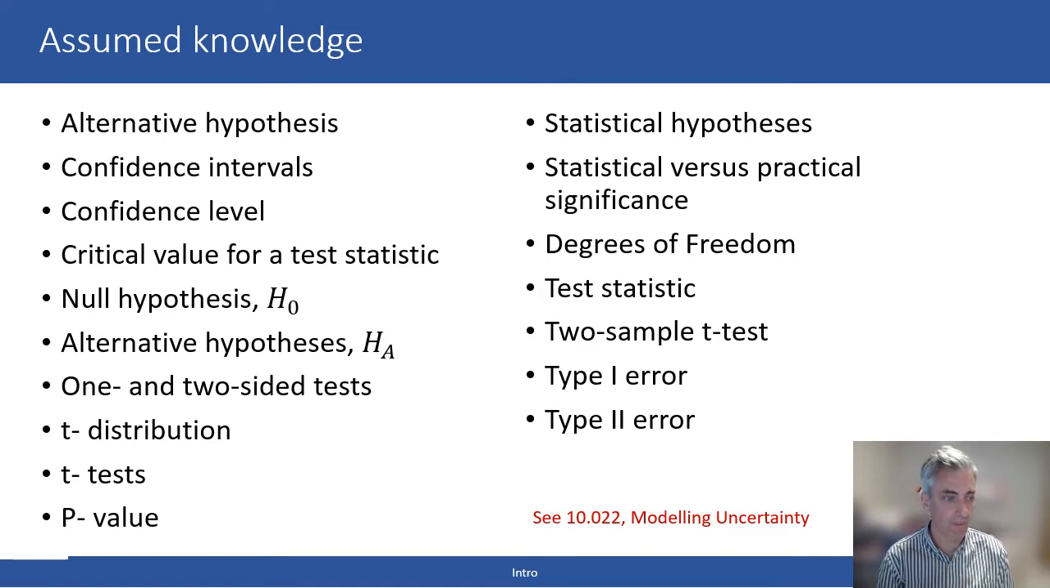testing some sort of hypothesis, understanding what a t-distribution is and how it relates to a normal distribution, understanding how to perform different types of t-tests and the type of statistical errors that can exist when you perform these tests. This is when you perform these hypothesis tests. This is all assumed knowledge.